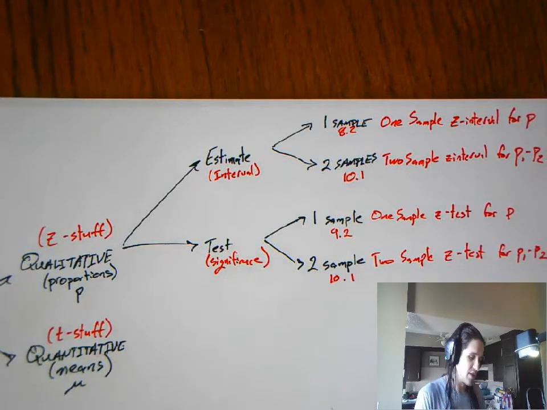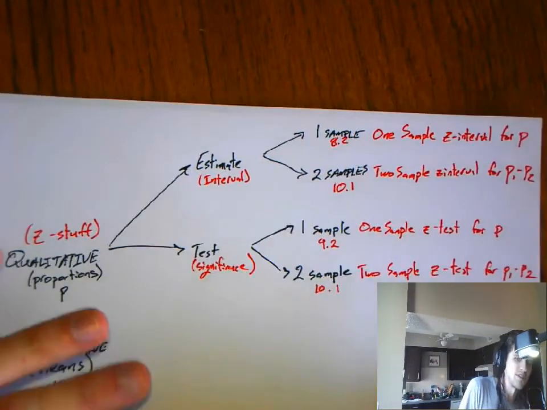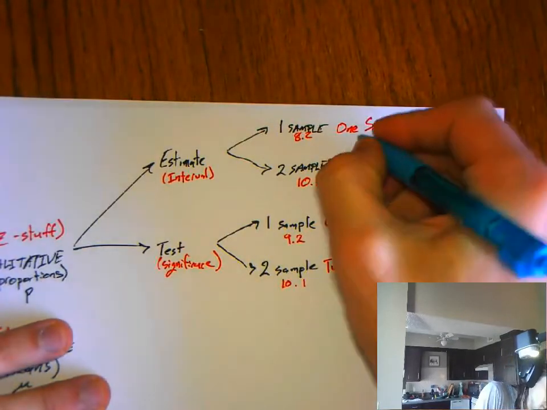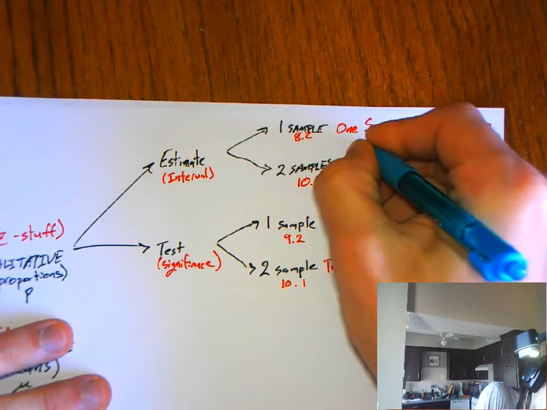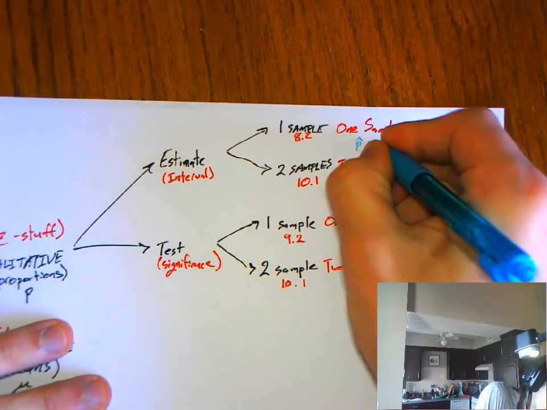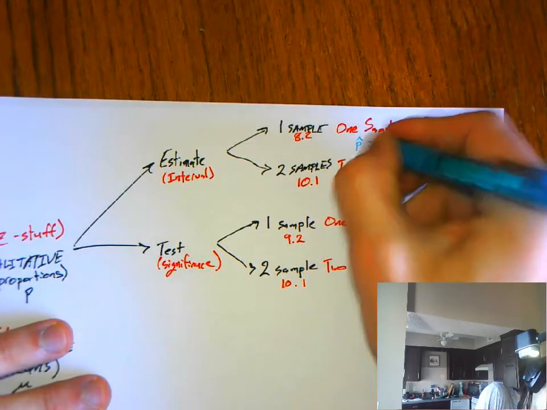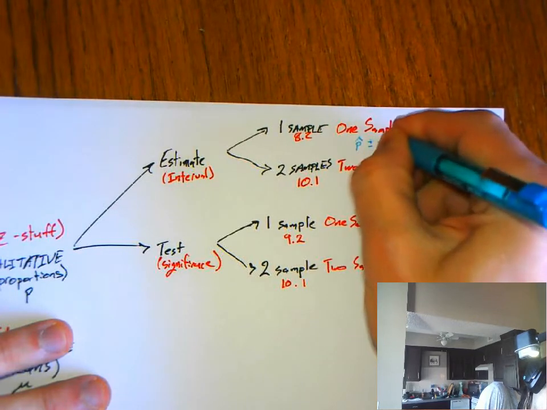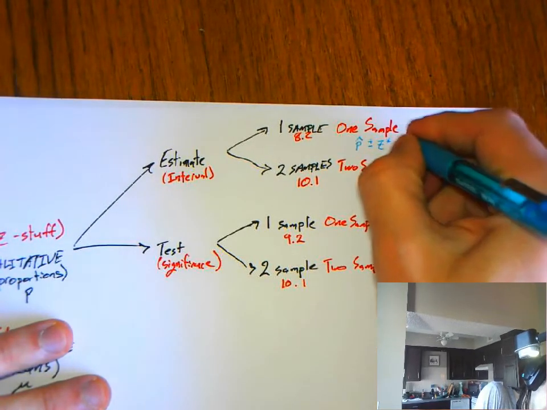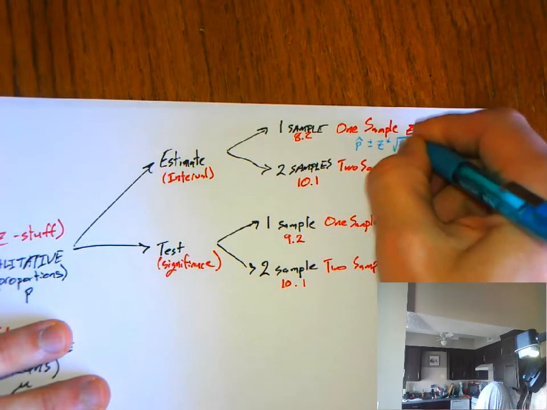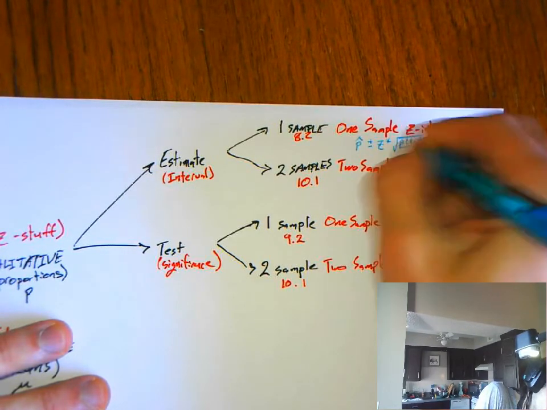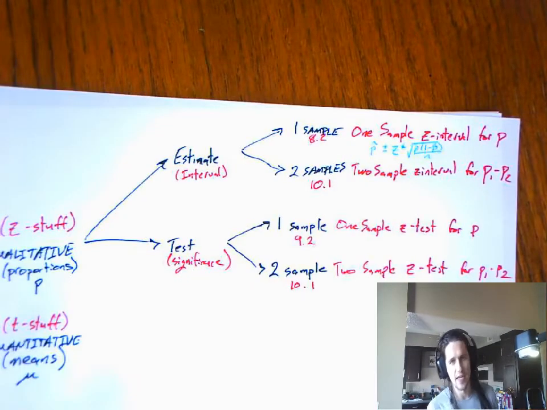What are these formulas going to look like? I'll try and speed this up, sorry. One sample Z interval is going to be p hat plus or minus z star square root p hat (1 minus p hat) over n.